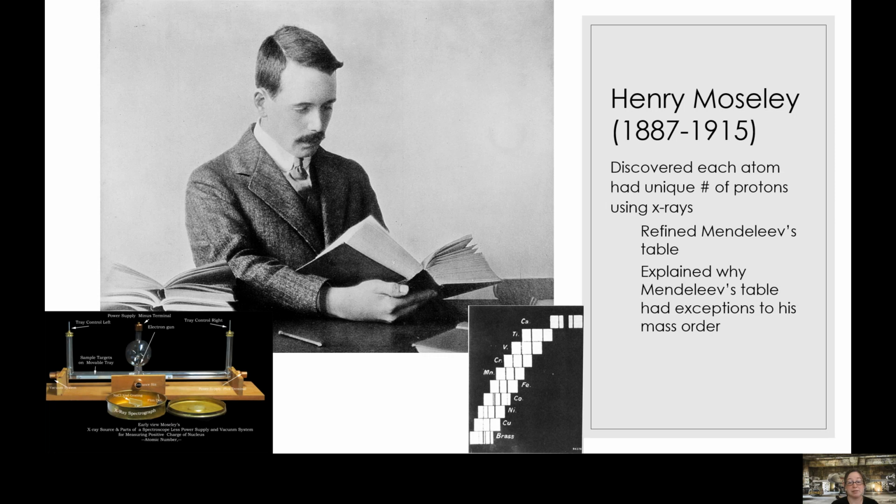He used this to refine Mendeleev's table. He used it to explain why Mendeleev's table had exceptions to the mass order, because they weren't really organized by mass, they were organized by number of protons. Once he understood that, he could really point out the missing elements. Like he knew element X had a certain number of protons, and element Z had another number of protons, and that there was a missing element in between. So he was able to predict where those missing elements would be on the periodic table when they were found, even more accurately than Mendeleev.